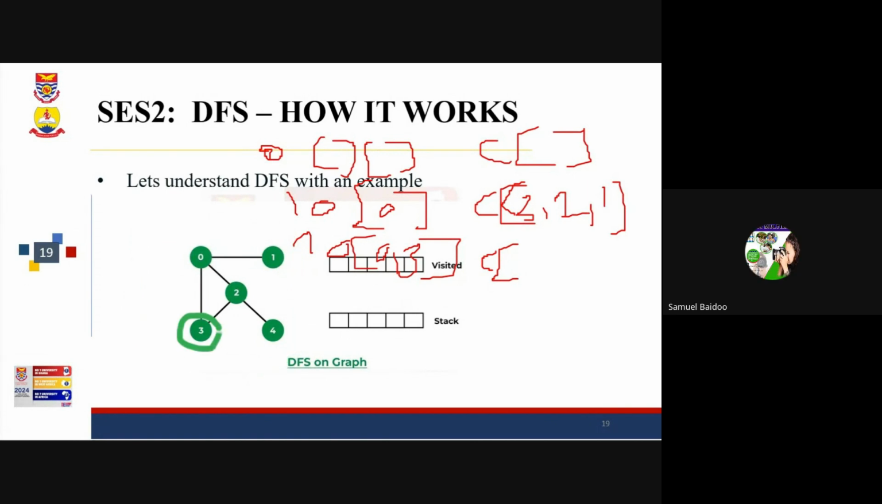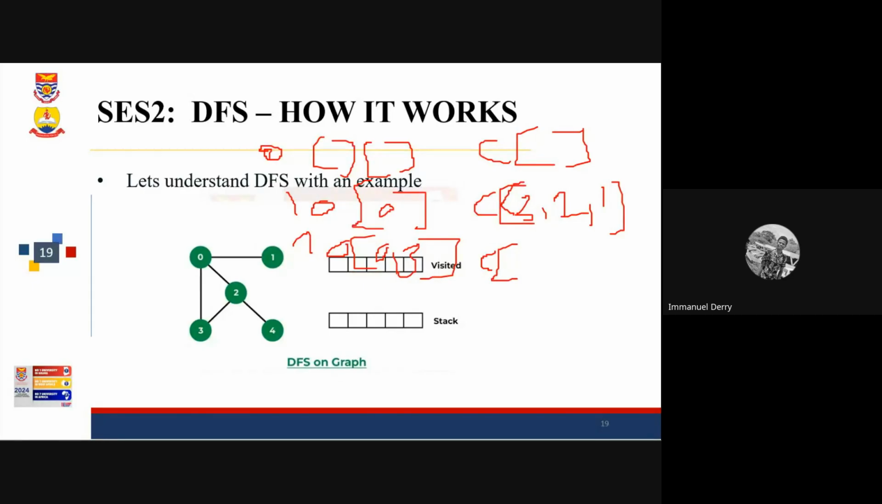There's 3 to 2 and 3 to 0, but we have visited 0 already, so we will not count that again. So the only node is 2. However, 2 is already in the list. So we just write 2, 1, and then we proceed.